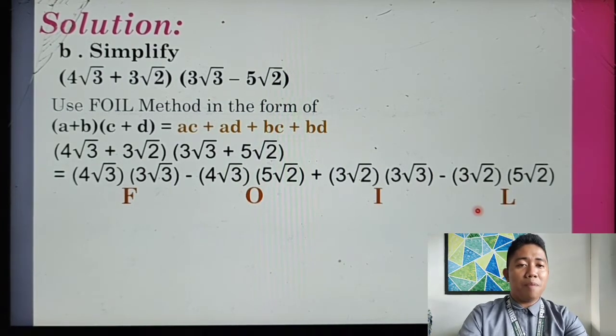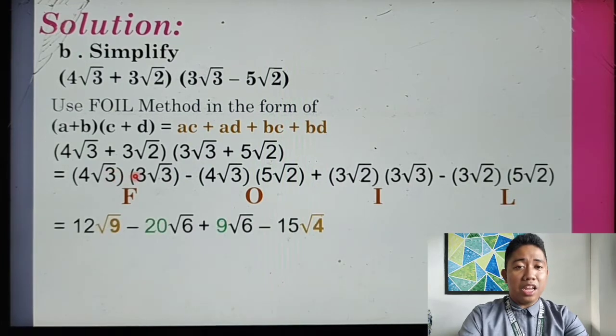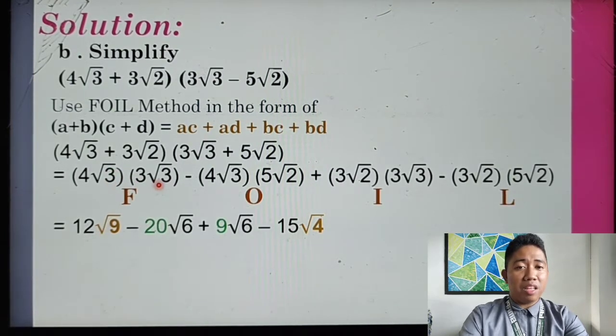So we are going to apply the product rule to each of these terms. 4 times 3, so we get 12, square root of 3 times square root of 3, which is square root of 9. Next, 4 times 5, we have 20, square root of 3 times square root of 2, which is square root of 6. Then for the inner terms, 3 times 3, which is 9, and square root of 2 times square root of 3, which is square root of 6. And for the last terms, 3 times 5, which is 15, and square root of 2 times square root of 2, which is square root of 4.